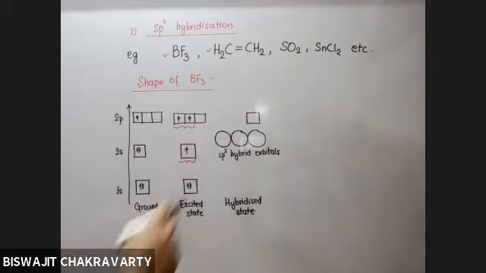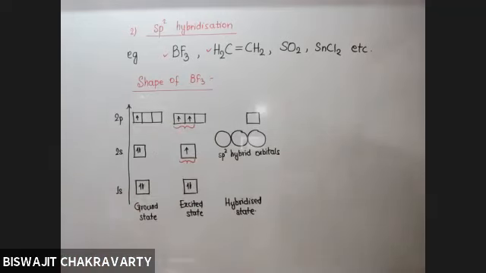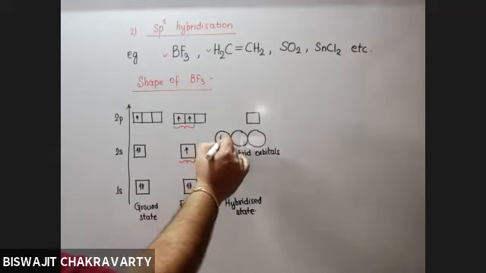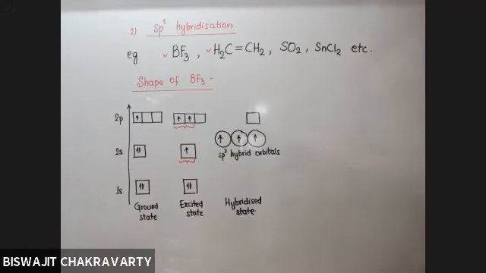Whereas the third p orbital, which did not take part in hybridization, remains as such. So all the electrons present in the orbitals taking part in hybridization will now be equally distributed among the 3 sp2 hybrid orbitals, which means that all the 3 sp2 hybrid orbitals have got 1 unpaired electron each.